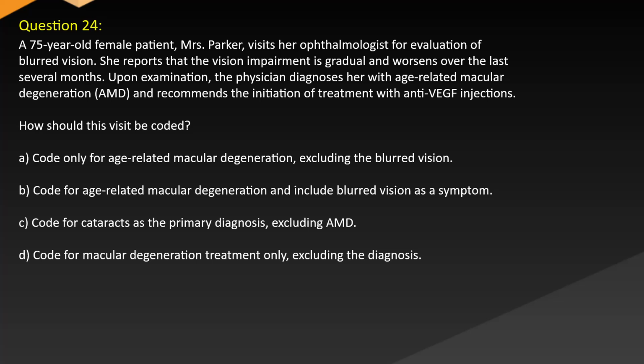A. Code only for age-related macular degeneration, excluding the blurred vision. B. Code for age-related macular degeneration and include blurred vision as a symptom. C. Code for cataracts as the primary diagnosis, excluding AMD. D. Code for macular degeneration treatment only, excluding the diagnosis.